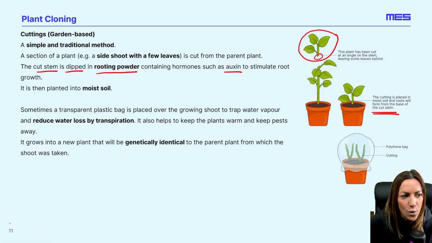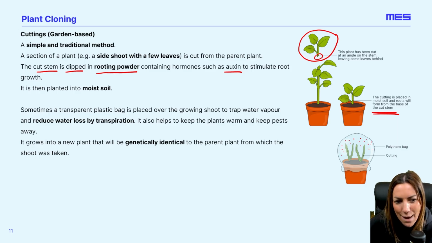Now you might get a question where you see a transparent or clear polythene bag placed over the growing shoot. The reason for that is it keeps it a little bit warmer, so it helps to increase the temperature. It also keeps pests off the growing plant, but also it traps water vapor in here.